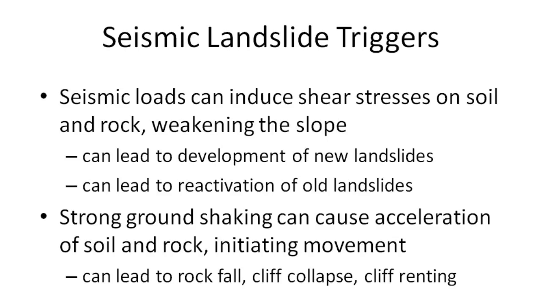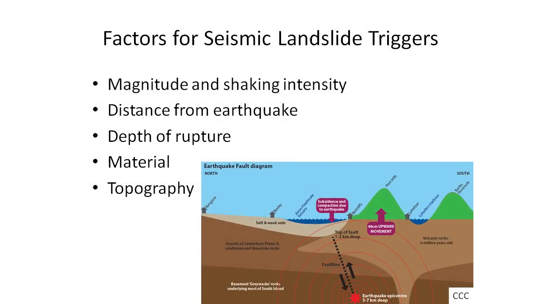In addition to some of these shear stresses, the actual shaking and ground acceleration of the soil and the rock will initiate movement of that material, and this will lead to rock falls, the cliff collapse, the cliff rent. I'll go a little bit more into detail about that in a minute. So we have the trigger, we have the earthquake, which is the setting forward of the motion of the ground.